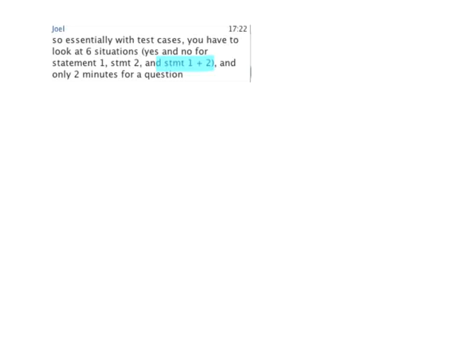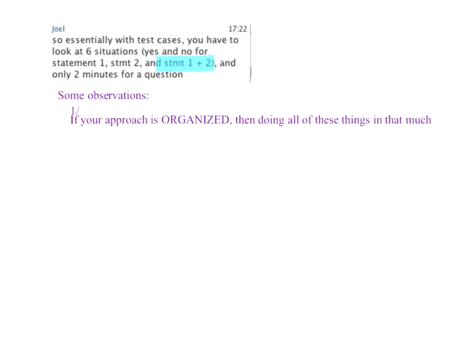A couple of observations here. The first is, because this is an important thing to think about, if your approach is organized, then doing all of these things in that time still shouldn't really be a problem. That's the best answer I can give. But here are a couple of other observations.